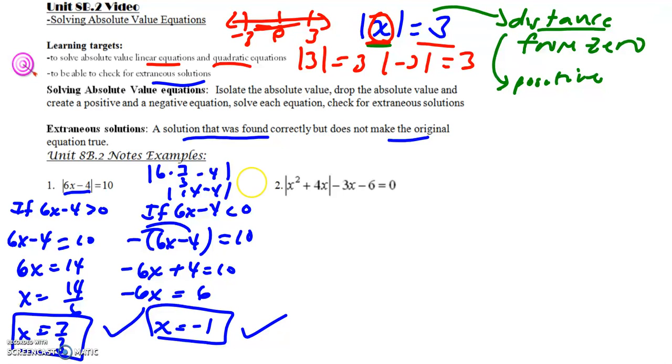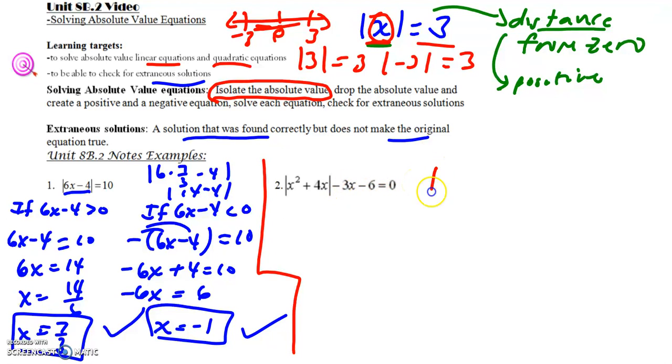In the second case, where we're dealing with a quadratic example, I'm going to be doing it in a similar way to number 1. One thing we need to keep in mind, though, is that in order to solve any absolute value equation, the absolute value bars need to be completely alone or isolated.